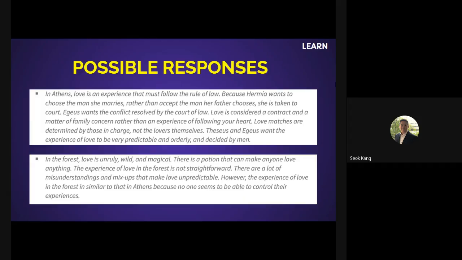So love in Athens in Act 1 is predictable. It's chosen for you, right? And love in Act 2, the forest, is random. It's chance. You have no control over it, right? Anything can happen. It's magical. But in both of those, no one has the control of choosing who they get to love, right? In Act 1, it's because the men are in charge. In Act 2, it's because of magic and trickery and stuff like that.